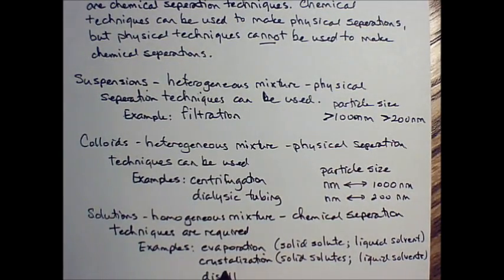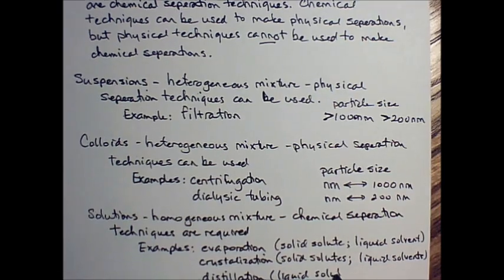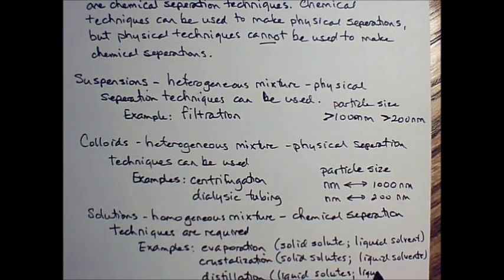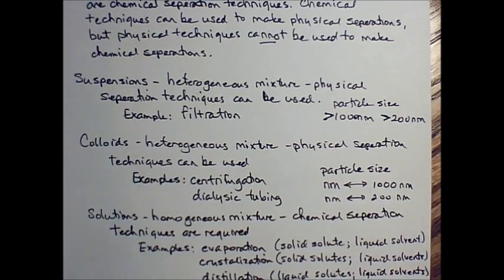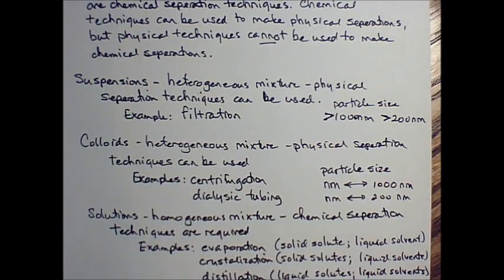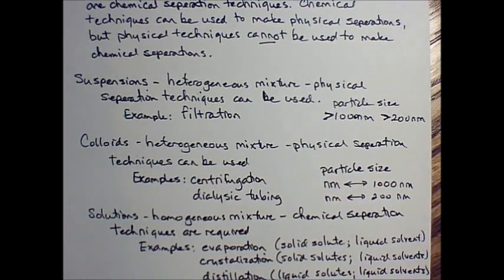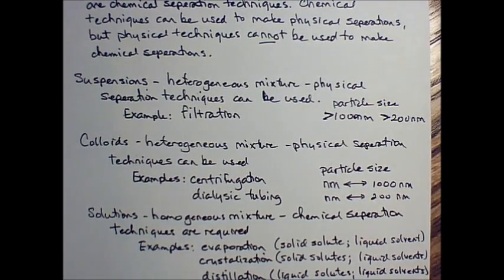Distillation. Distillation is used when you have liquid solutes and liquid solvents. Distillation takes advantage of the different boiling points of two liquids that are dissolved together. With distillation, basically you're boiling a solution, and the vapor has a higher concentration of whatever part has the lowest boiling point, and then you condense that.